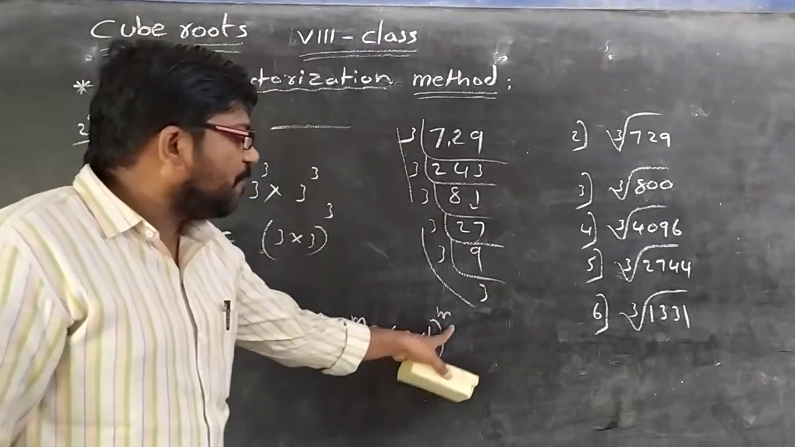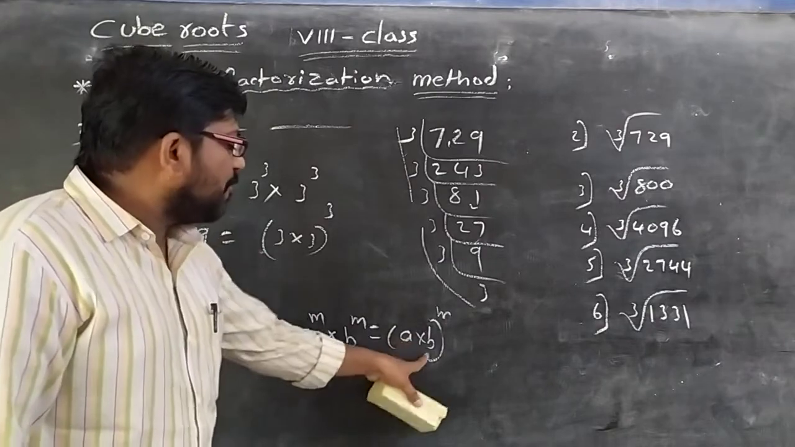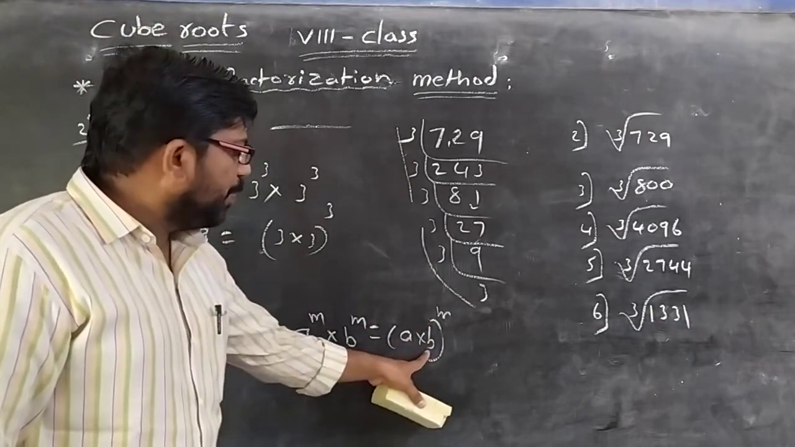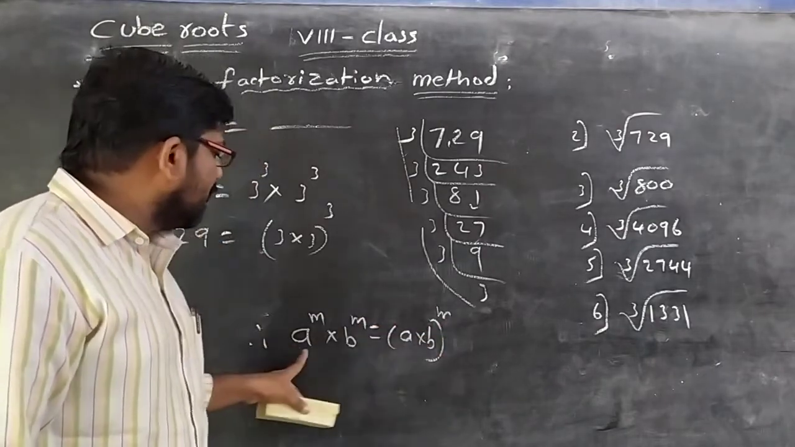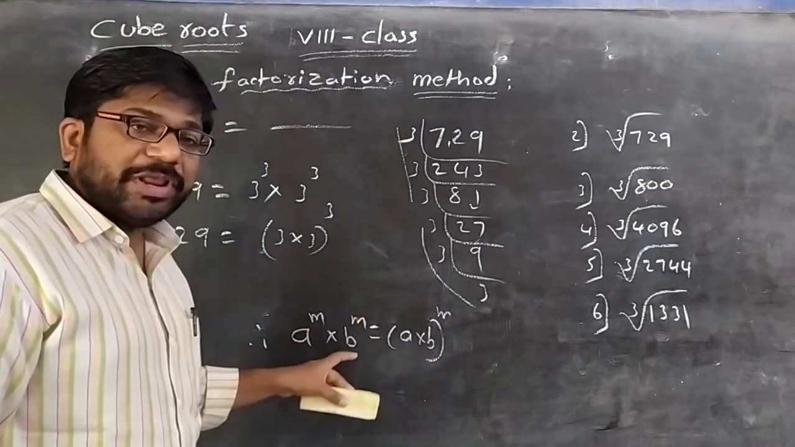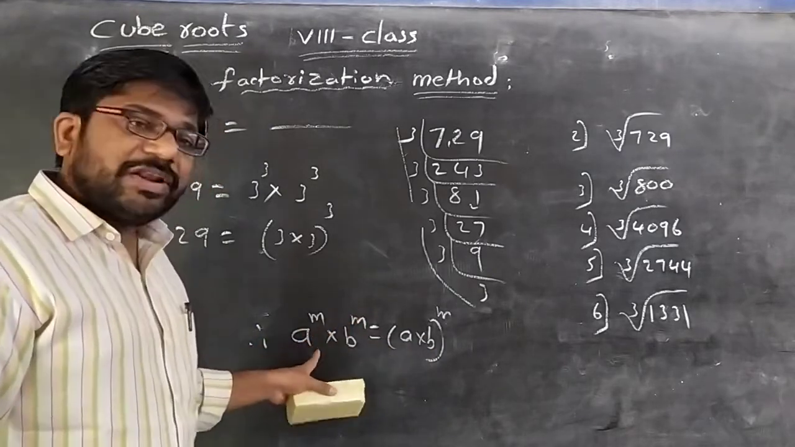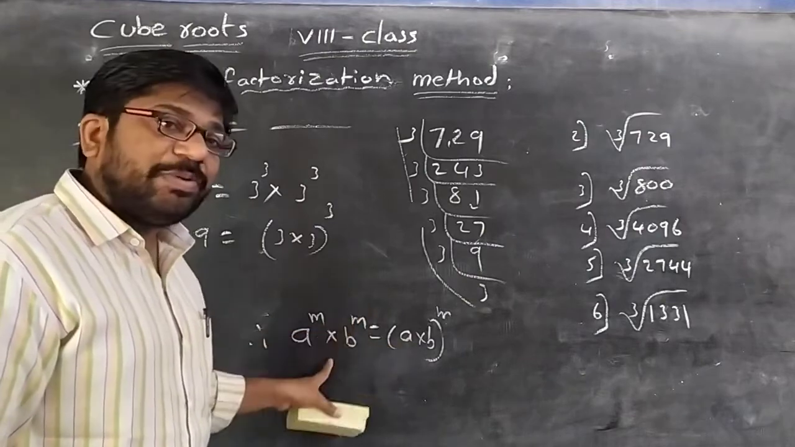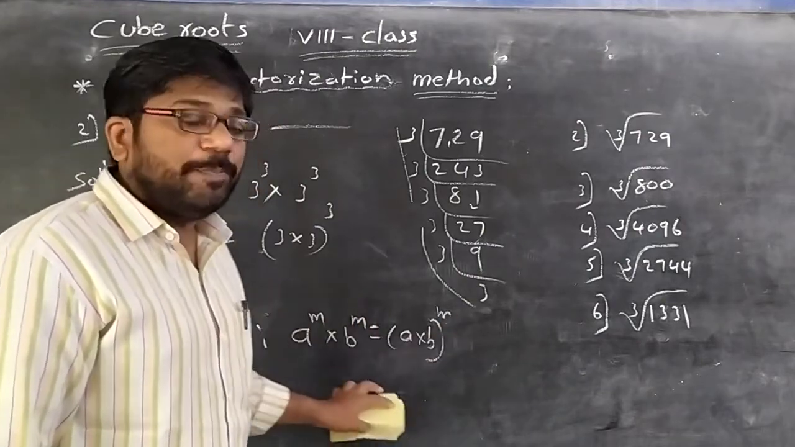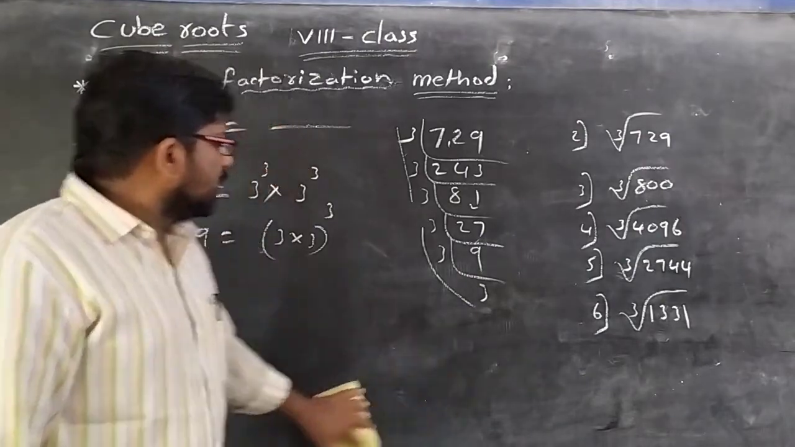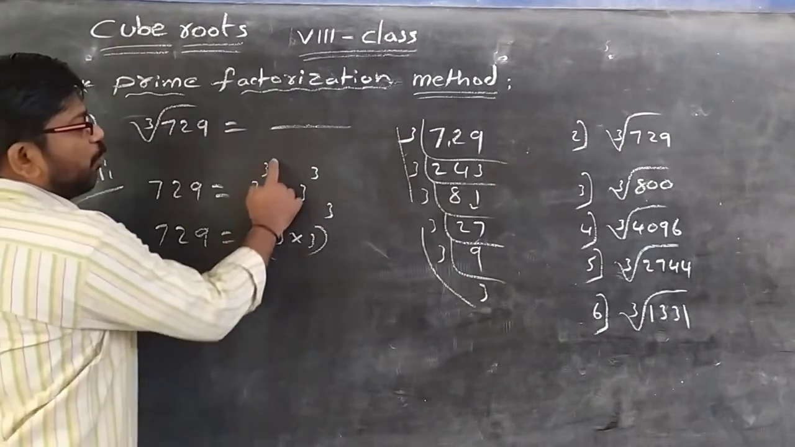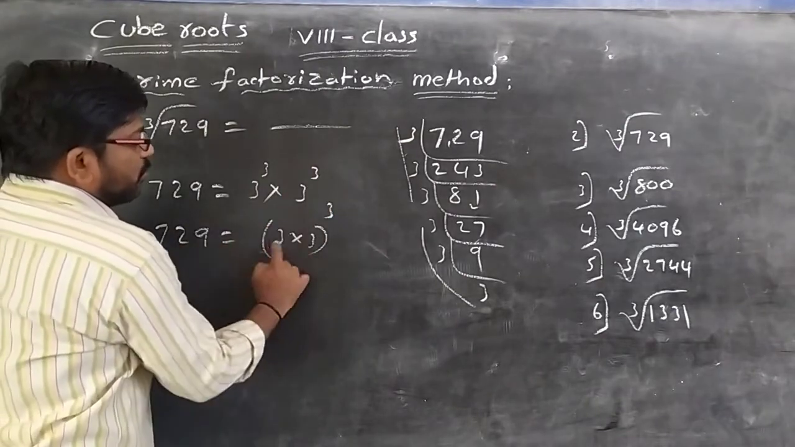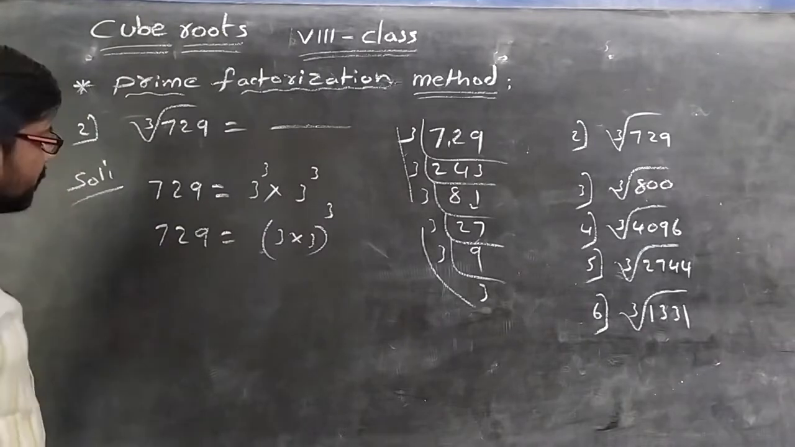So by the product of powers property, (a into b) whole power m can be written as a power m into b power m. So we write it in reverse: a power m into b power m can be written as (a into b) whole power m. So here also 3 cube into 3 cube can be written as (3 into 3) whole cube.